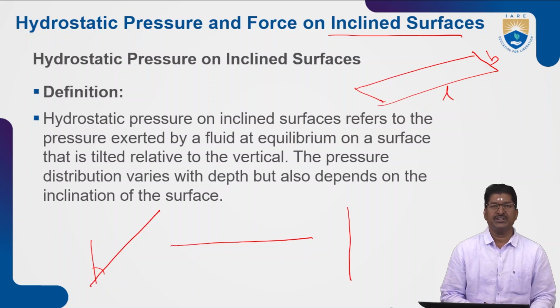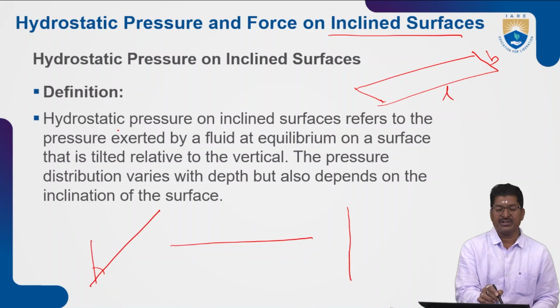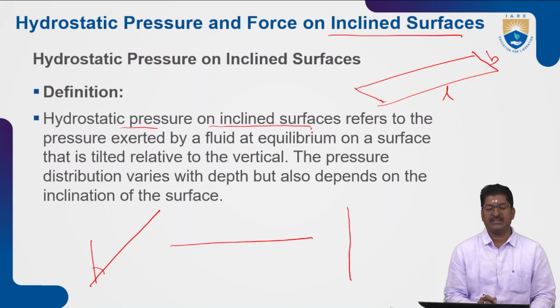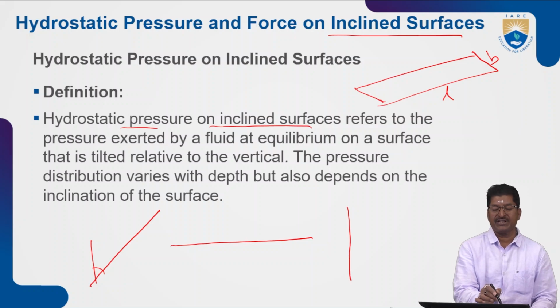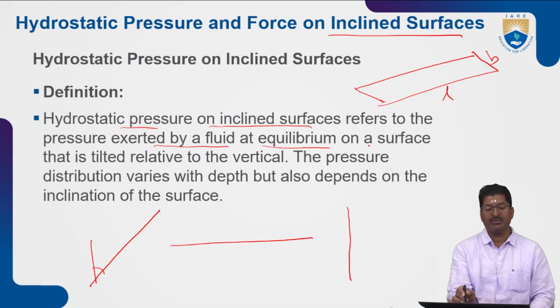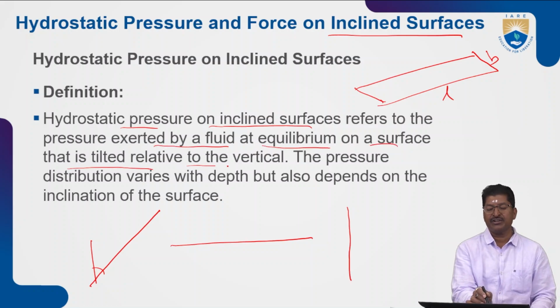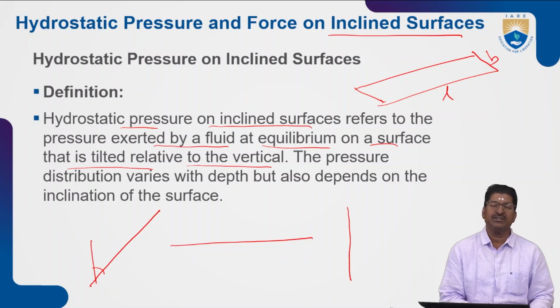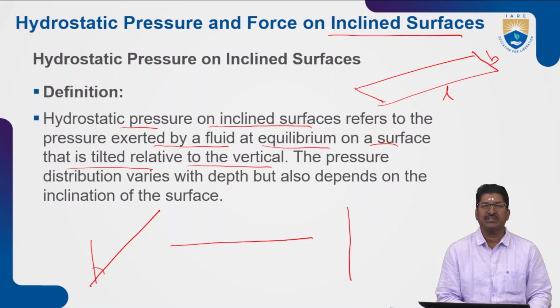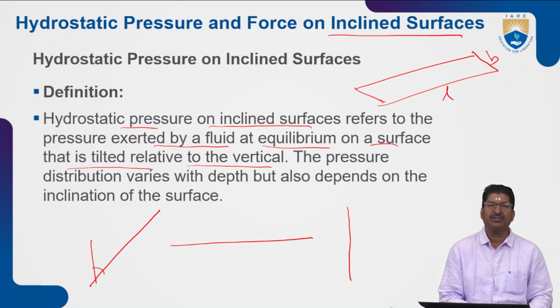Now see the definition for the pressure on inclined surfaces. It refers to the pressure exerted by a fluid at equilibrium on a surface that is tilted relative to the vertical. The definition is the same for all the surfaces. Whether it is horizontal, inclined, or vertical, the definition is the same.